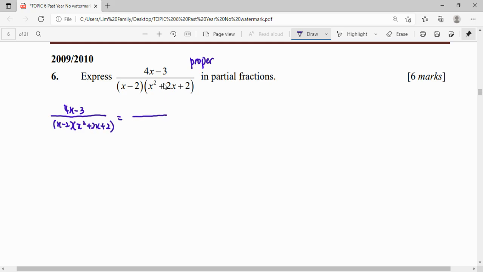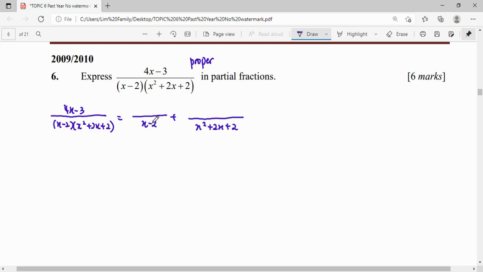So our first factor here is x minus 2. Here we will accept our quadratic factor since it cannot be factorized anymore. Then step number 4, we identify what we are going to write here. Always remember partial fraction is for proper fractions.